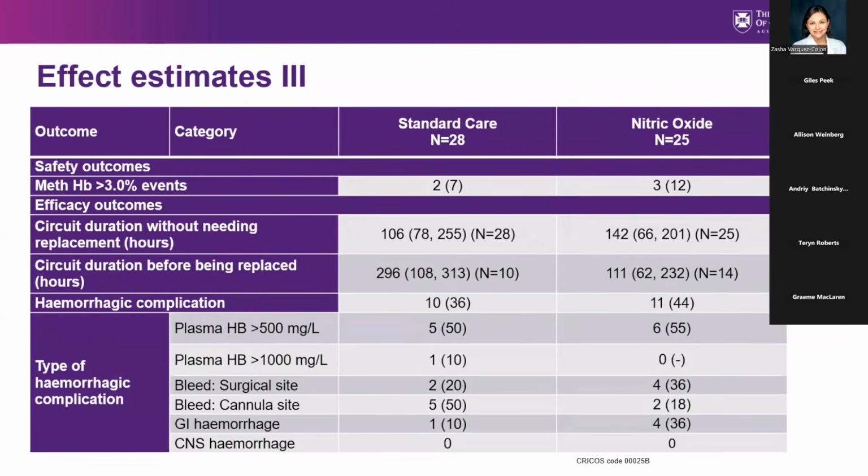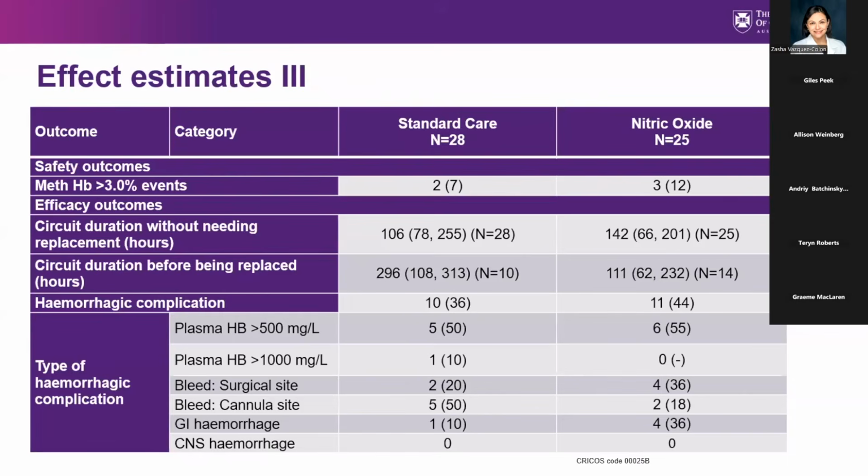I'm not sure that means much, simply because they weren't replaced. They were just running out. Now, when you look at the ones that needed replacement, we had a much longer number, at least in the standard care, than in the nitric oxide care group.